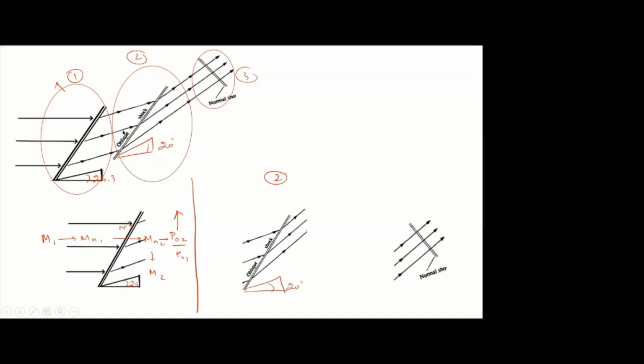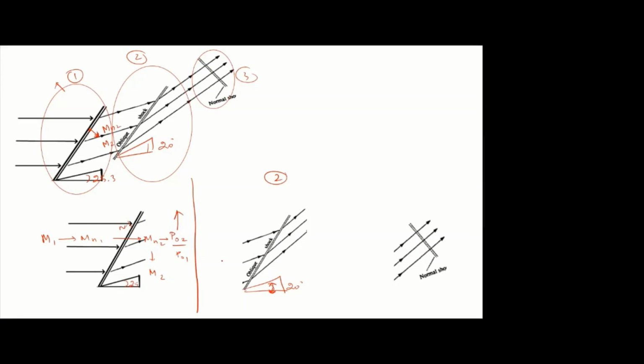So in station 2, we found Mn2, M2 for this shock. Now how to proceed to the second oblique shock? Which are all the known parameters for this second oblique shock? Theta is known. Then Mn2 we have. M2 we have. Find beta.